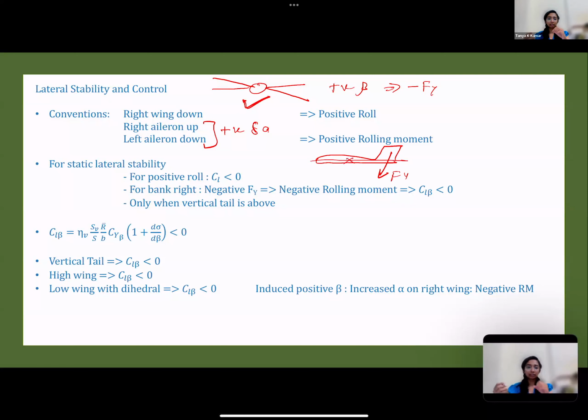I'm not sure how I can tell you this. If this is your aircraft and this is your vertical tail, there is a force acting in this direction. It produces a rolling moment, correct? A restoring rolling moment. Do you understand? So there is a force acting in the upward direction towards the left, but since it is above the CG, it produces a negative rolling moment. It produces negative CL. Is that clear? So it produces something like this.